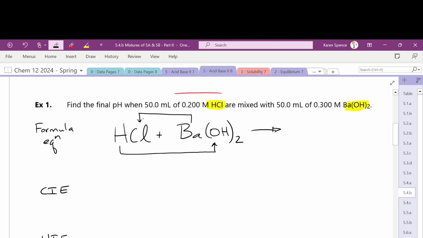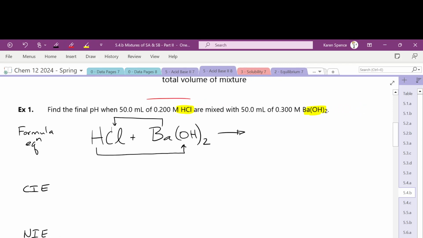If you're stuck, remember, combine your outside ions and your inside ions. And don't be like me and forget to balance it.